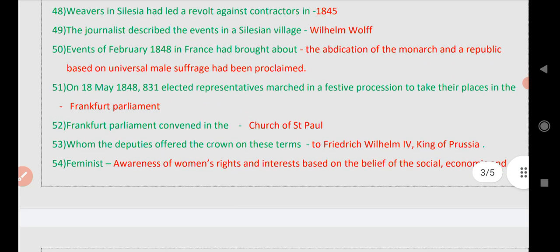Events of February 1848 in France had brought about the abolition of the monarchy, and a republic based on universal male suffrage had been proclaimed.